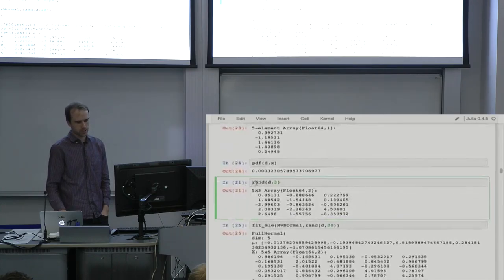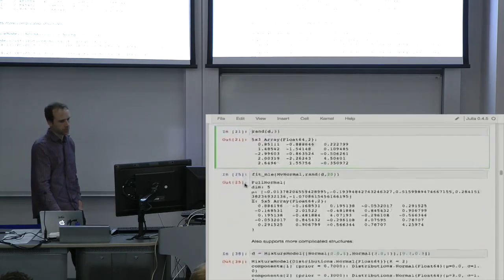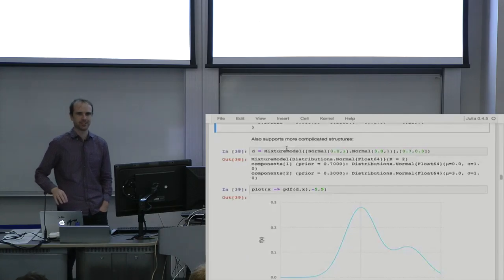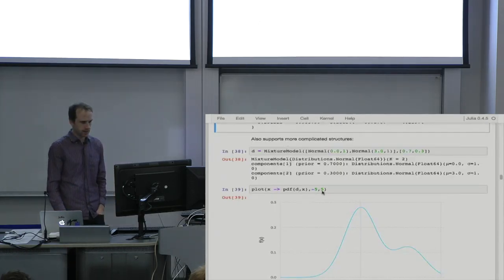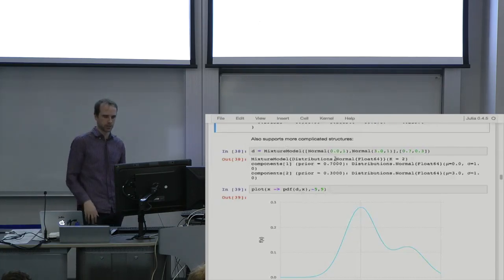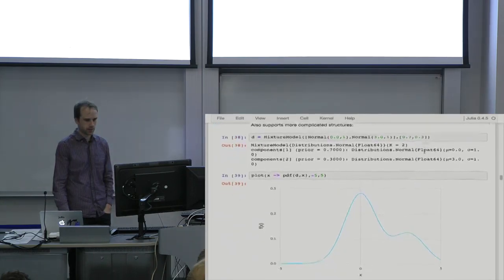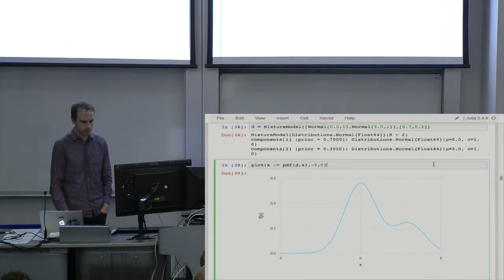Because it's a multivariate distribution, if you ask for more samples, it gives you the columns of the observations as an array back. And of course you can do fitting, et cetera, and then you keep building on that. So there's a mixture model, which is a parametric type that takes in an array of distributions and an array of weights, and gives you a mixture model distribution. Here I've constructed a mixture of two normals with weights 0.7 and 0.3, and then you look at the PDF and it looks something like this. So this all works nicely together.